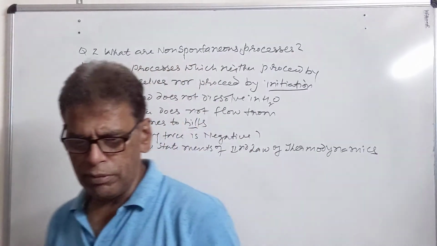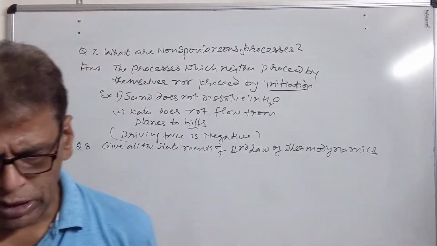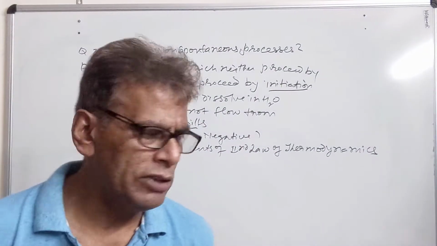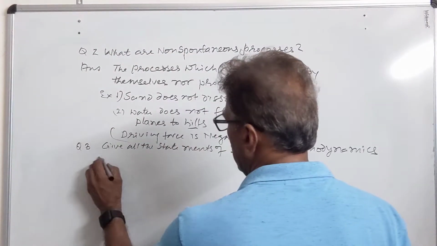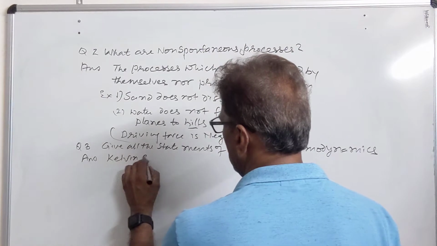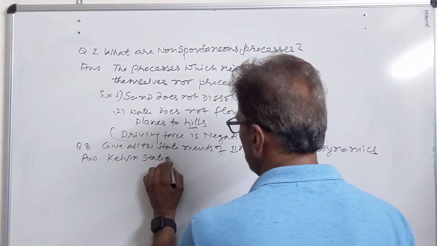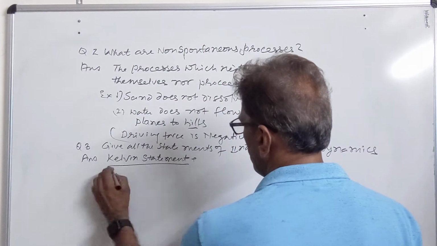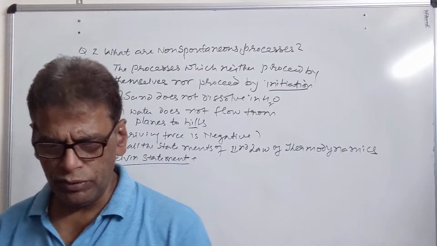So a number of statements were given by different scientists for the second law of thermodynamics. The first statement was given by Kelvin. This is known by his name as the Kelvin statement. Now, what does Kelvin state?